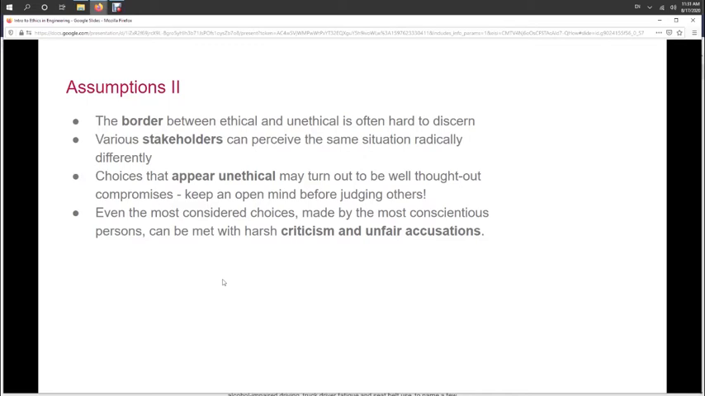If suddenly there was a large number of crashes where people died in lightweight aluminum vehicles, we may think that the engineers who designed those vehicles were unethical for designing cars that were less strong, or that were weaker, more vulnerable in accidents. But if we look closer, we may realize they had fuel standards that they had to meet by law, and that's why they chose aluminum. So, they had to deal with trade-offs, and the end result may appear to be unethical, but it could have a solid foundation. Even the most considered choices made by the most conscientious persons can be met with harsh criticism and unfair accusations.